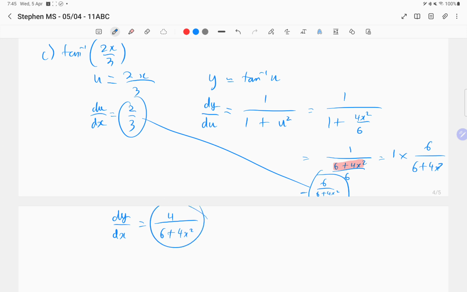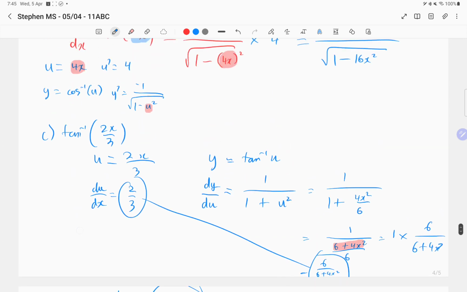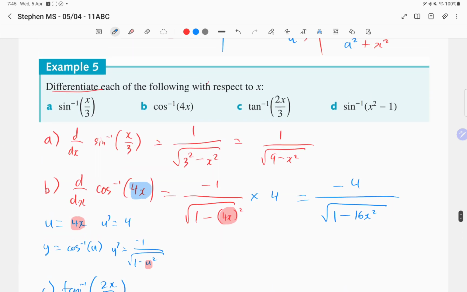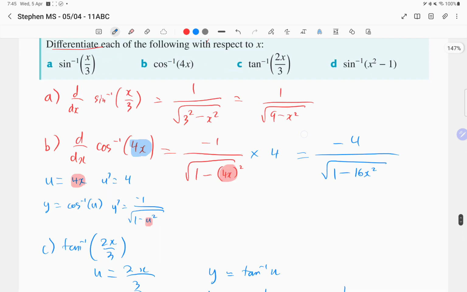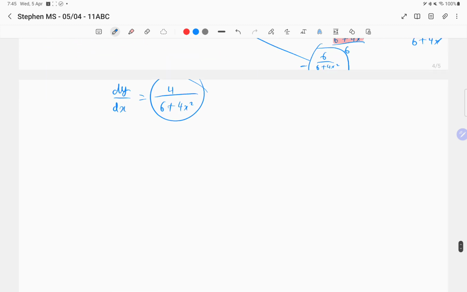Well, let's just simplify. Make sense? When you try it out, you might need to actually write the step and do the simplification. But you can quickly do that as well. Okay, next one would be d, inverse sine of x squared minus 1.